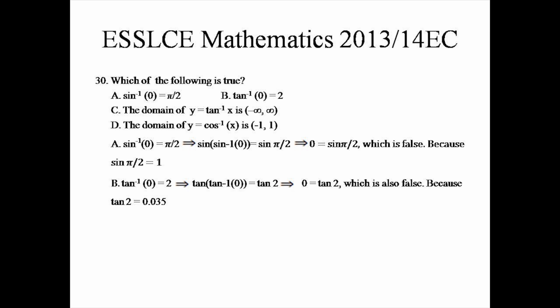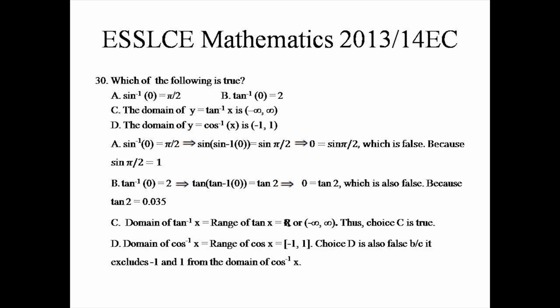C. The domain of tan inverse of x is equal to the range of tan x, which is all real numbers, or negative infinity up to infinity. Thus choice C is true. D. The domain of cos inverse of x is equal to the range of cosine x, which is negative 1 up to 1. Negative 1 and 1 are included. Choice D is also false because it excludes negative 1 and 1 from the domain of cos inverse of x. So the correct answer is choice C.